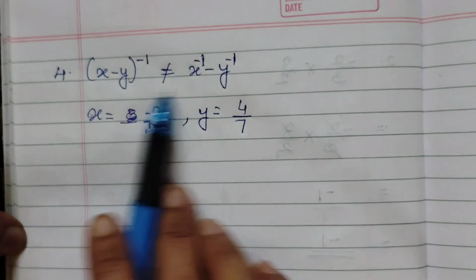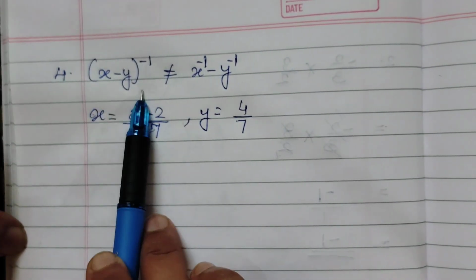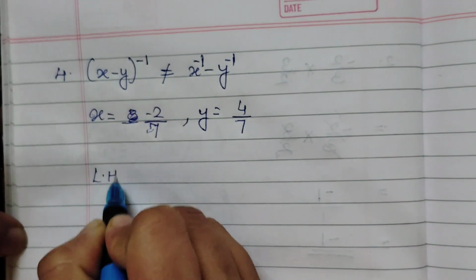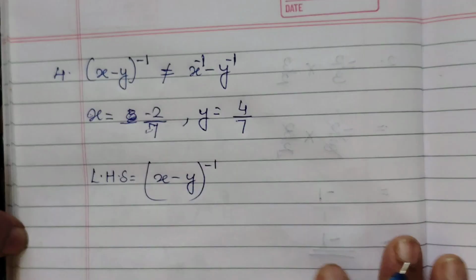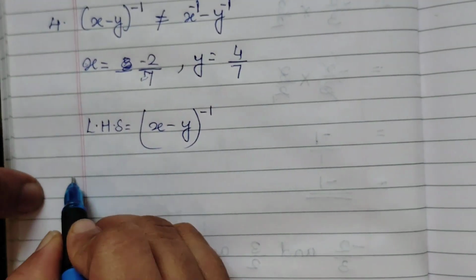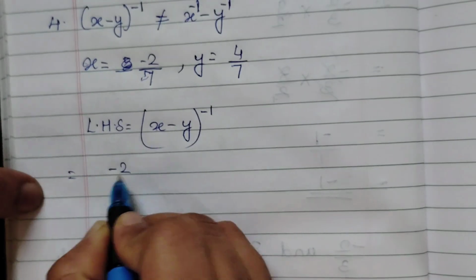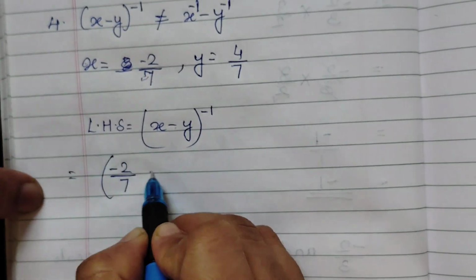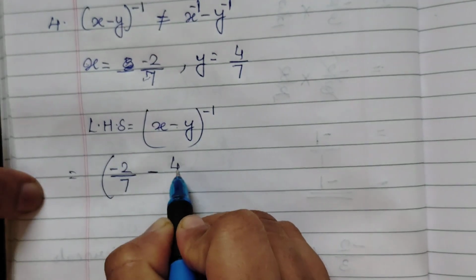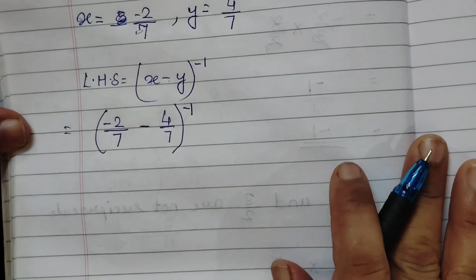Okay, we wrote the question, this we have to verify and these are the values we have to put in. So first we will take the left hand side. So left hand side is equal to (x minus y) the whole raised to minus 1. So what is the value of x in this? Minus 2 upon 7. So I wrote minus 2 upon 7. Open the bracket and then minus sign, value of y is 4 upon 7. Then minus 1 I will write outside.